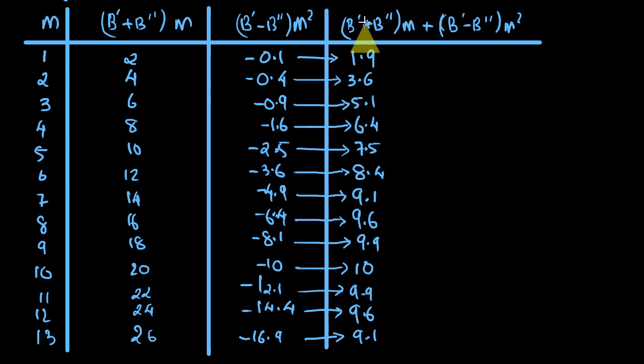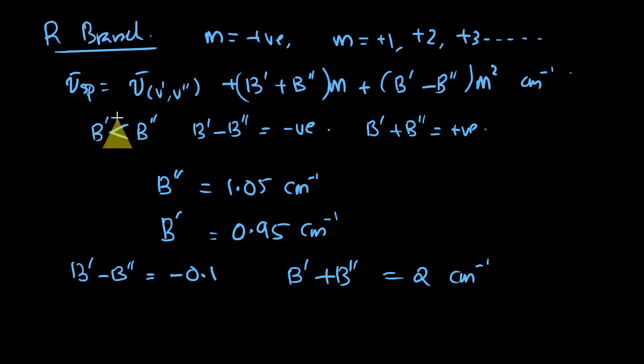Okay, this is the value which is added up with the nu bar v prime v double prime, the spectroscopic term. In our expression, you look at the previous expression, okay, nu bar v prime v double prime plus this quantity. We have calculated this quantity just now.